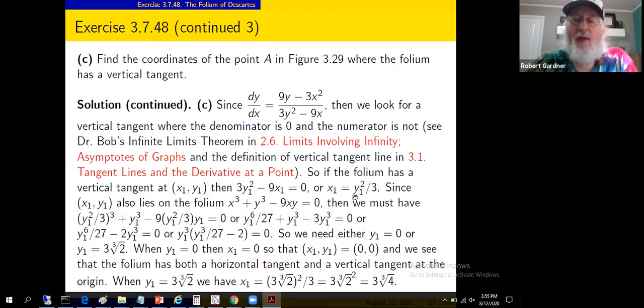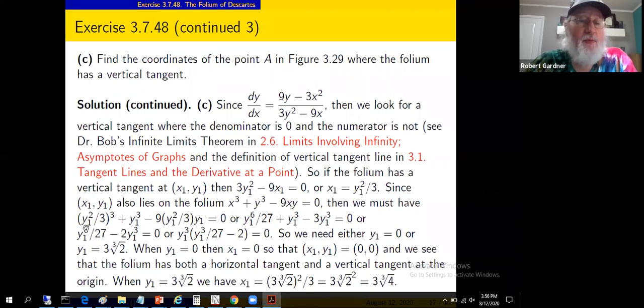That gives us x1 equals y1 squared over 3. So there's a relationship between x1 and y1, again, this time looking at the denominator, before looking at the numerator. Since x1, y1 is going to have to be a point on the folium of Descartes, it's got to satisfy this equation. So again, we'll plug in like we did before. This time we'll plug in x1, this stuff here, and we'll plug in y1 for y. So x cubed becomes x1 cubed.